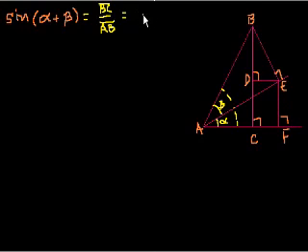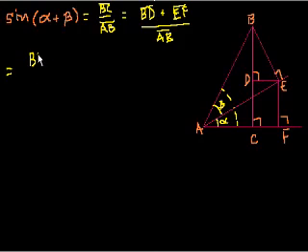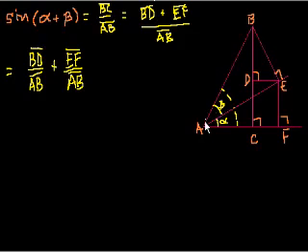So let's write that down. BC is the same thing as BD plus EF, right? And then still all of that over AB. All I did is I rewrote BC as a sum of this segment and this segment, which should make sense to you, hopefully. And then we can, of course, rewrite that as equal to BD over AB plus EF over AB, right? So BD over AB plus EF over AB.